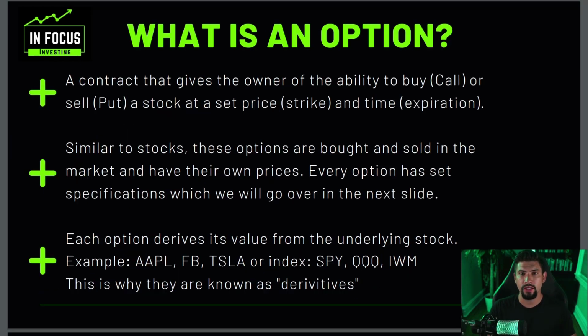All right, so let's get into the fun stuff. An option gives somebody the right to either buy shares at a certain price by a certain date, or it gives someone the right to sell shares at a certain price by a certain date.